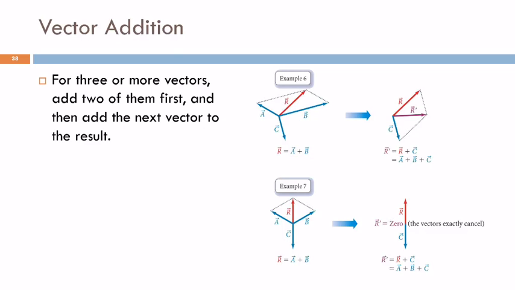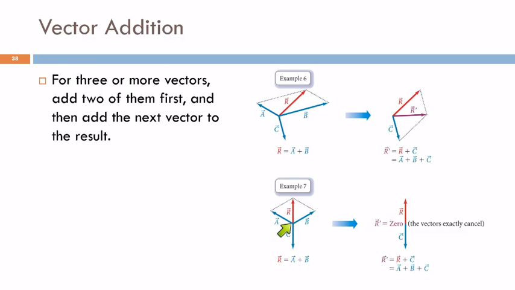If you have 3 or more vectors, you add 2 of them first, and then you take the result, and then you add a third, you add a fourth, etc. So here's the example of adding these 3 vectors. They're going to add A and B first. So you add these 2 and you get R. And then they're going to take R and add it to C. And then they're going to get R prime. So R prime here in the purple represents the sum of all 3 vectors.